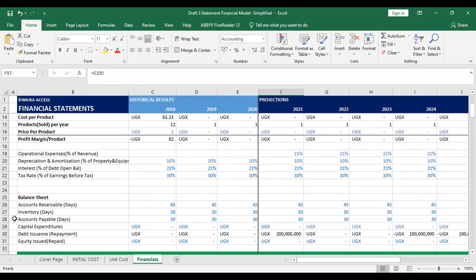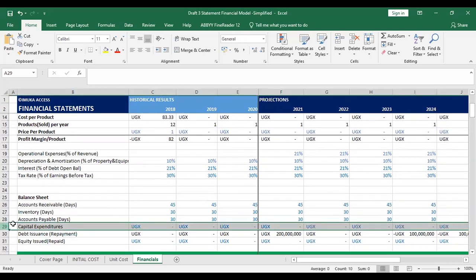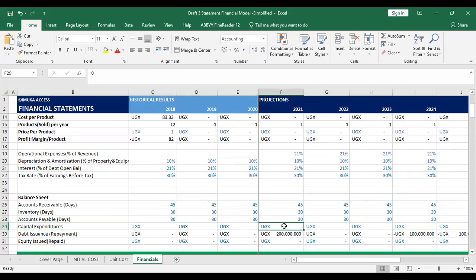Okay, capital expenditure. So it picks, if I say I'm planning in 2021 to buy some things worth 30 million, and then I say I'm planning to buy things worth 56 million. Then I say I'm planning to buy things worth 70 million. Sorry, this is 70.